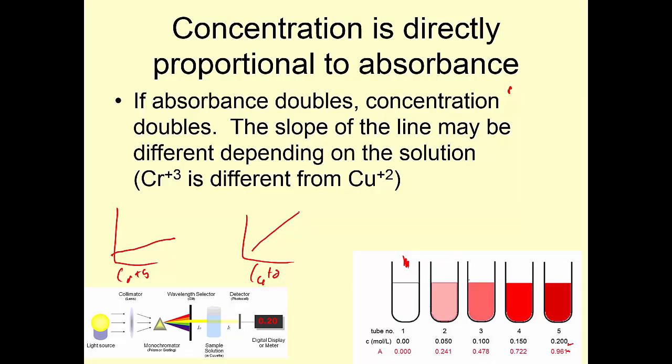Okay. So what happens in a spectrophotometer is the little device that we saw in our lab. You put a little test tube. They called it a cuvette. But basically, it's a test tube. And you shoot beams of light at it.